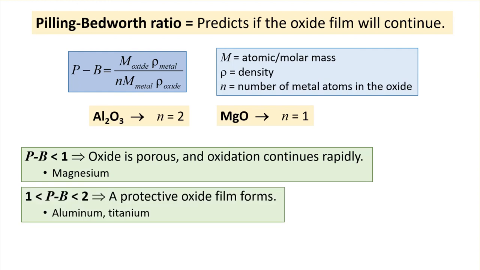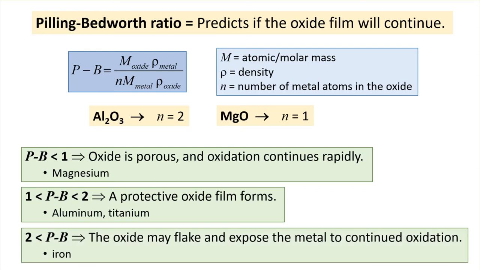If the ratio is between 1 and 2, the oxide film is continuous and adheres to the metal, forming a protective layer. Remember, oxides are ceramics, and therefore they are insulators. Oxidation is an electrical reaction. Electrons can't be transferred through an insulating barrier. If the ratio is greater than 2, the oxide film will flake off and expose metal for further oxidation.